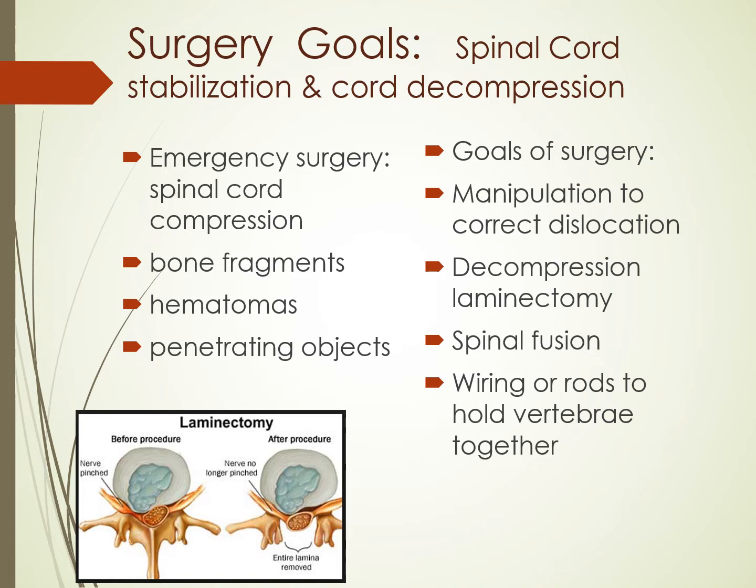You can see there in the bottom left before that procedure, and then the spinal cord is very much compressed, and then after the procedure there's more room for that spinal column. So they do decompression laminectomy. They can also do a spinal fusion. They can use wiring or rods to hold the vertebrae together, and I've got a few slides on that. So the whole goal of the surgery is to stabilize the spine and decompress the cord.